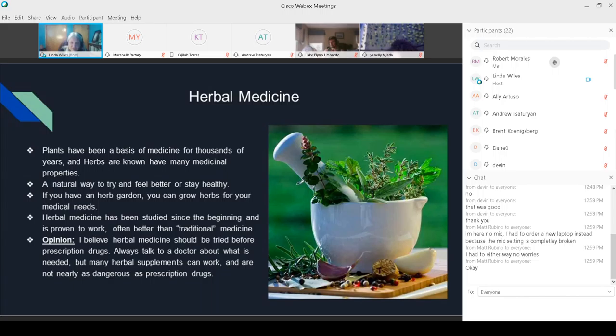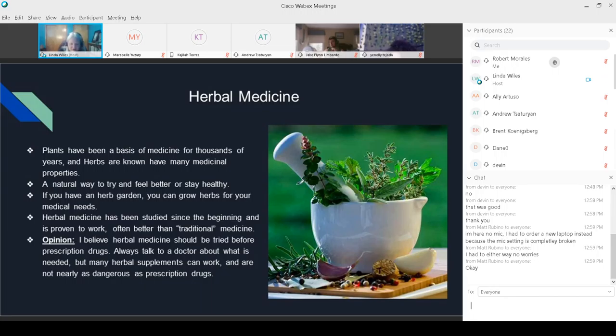Do know that with any kind of herbal use, you need to be aware of the quantity that you're using, and that you don't have an easy way of just getting a certain amount of active ingredient that you need. So err on the side of caution, use less rather than more in most cases. And this is Matt's opinion here. I believe herbal medicine should be tried before prescription drugs. I think that's reasonable. And always talk to a doctor about what is needed.